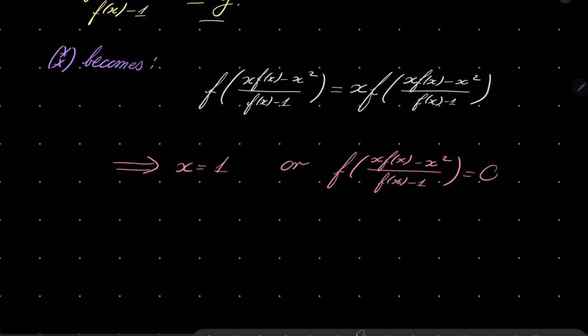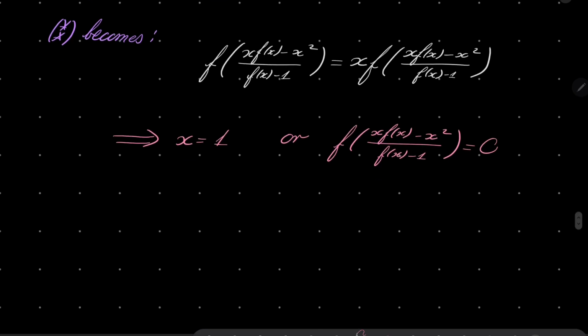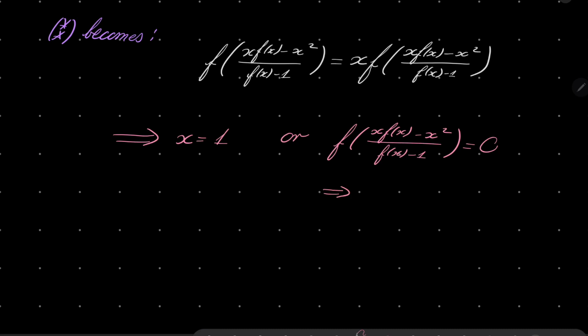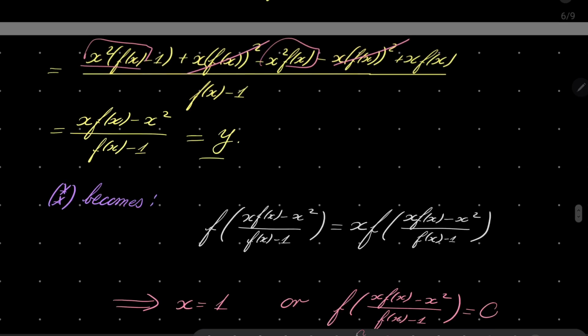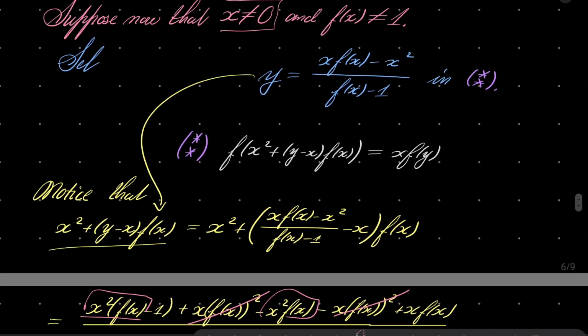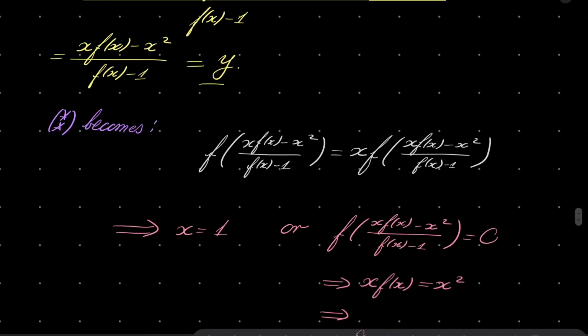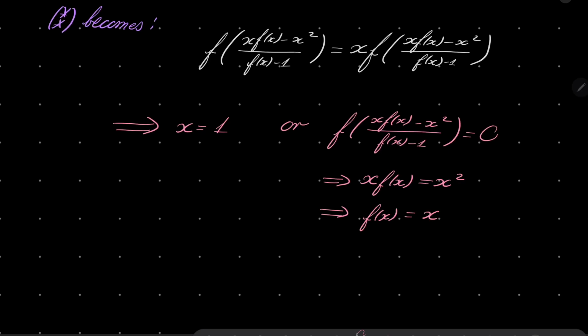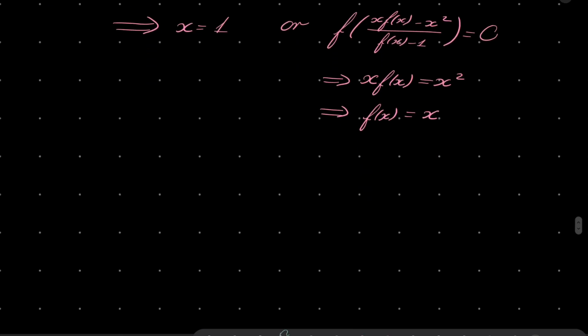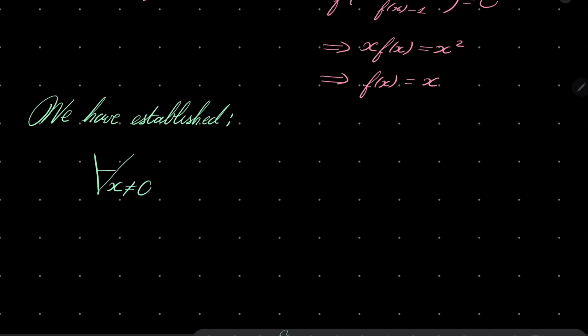But remember that we are supposing that for every non-zero argument, the value of our function is not 0. So the second option implies in turn that x times f of x equals x squared. But remember that we have supposed that x is not 0. So we can safely divide by x, and we get f of x equals x. Very important. Let's write our result in a compact way. We have established the following fact, that for every non-zero number x, if f of x is not 1, then either x is 1 or f of x is x.